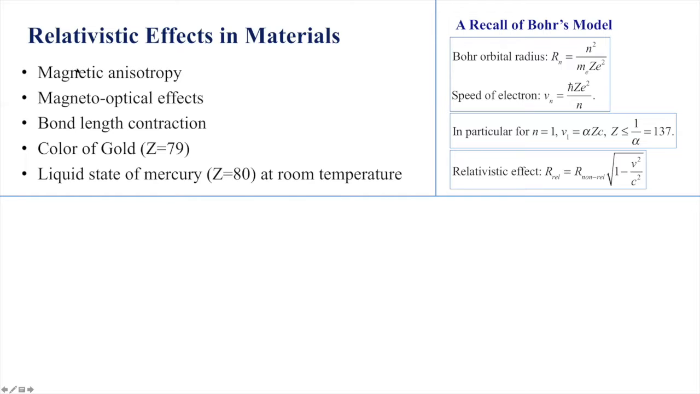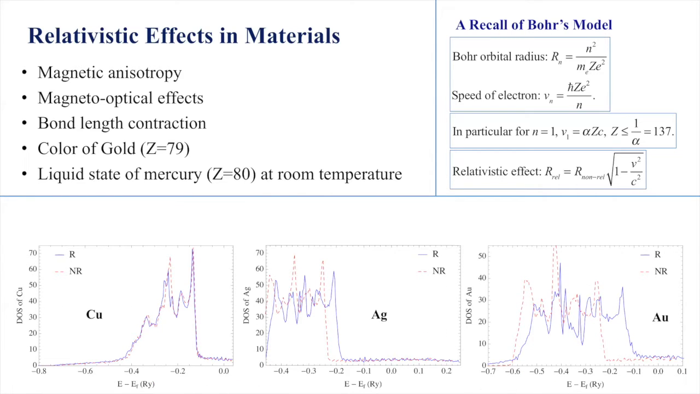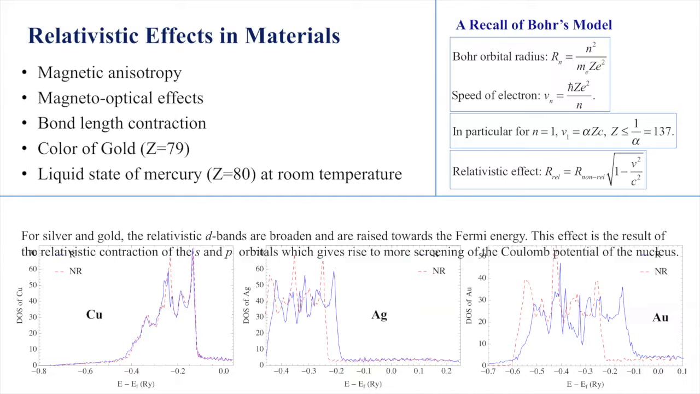The interesting relativity effect of material is why gold has a golden color: it's because of the relativity effect. Another interesting effect, why mercury is liquid at room temperature, is also a relativity effect. So our code can do this by solving the Dirac equation, and based on the Green's function method, we can calculate relativistic properties of the material. You can compare copper, silver, and gold. They have different Z's. Obviously, copper has less relativity effect, but silver and gold show quite a significant effect by looking at the density of states.